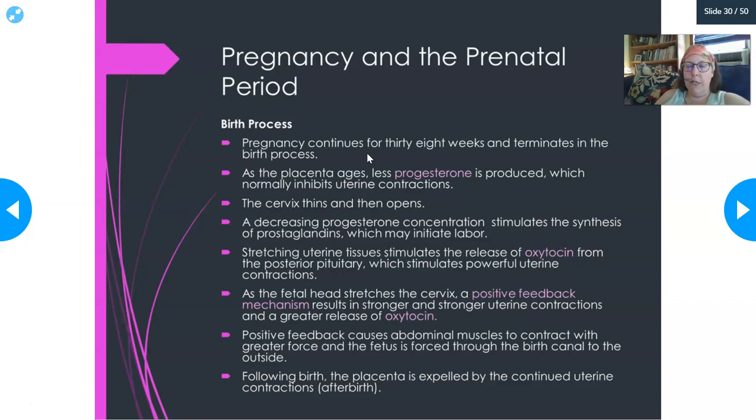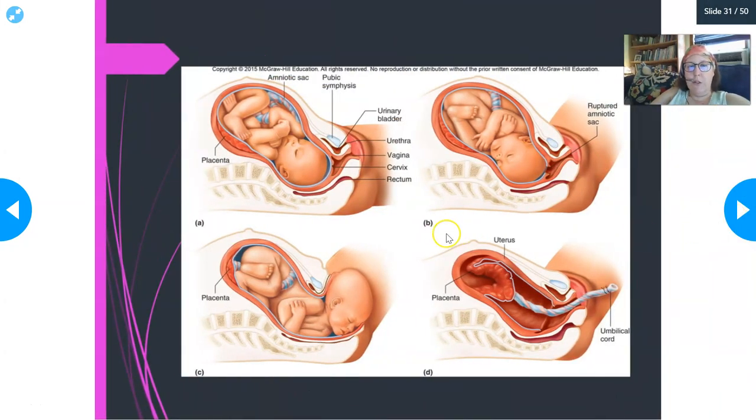Following birth, the placenta is also expelled, or delivered, if you will, by the continued uterine contraction. So it doesn't stop after the birth. It doesn't stop till the placenta is out. So here's the process. First the cervix is opening, thinning, all of that. The amniotic sac will rupture, the water of the amniotic fluid will flow out, and then you'll have contractions.